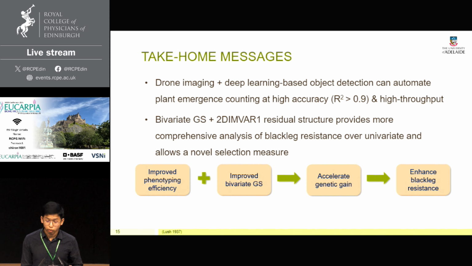So with this improved phenotyping efficiency, we can increase selection intensity, and with the improved genomic selection approach, we can increase the selection accuracy, and ultimately the combination of these two would allow us to accelerate genetic gain for blackleg resistance in canola breeding programs.